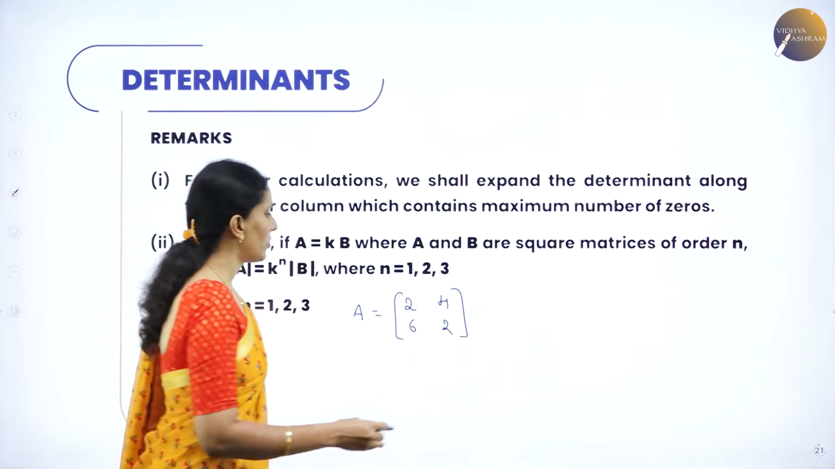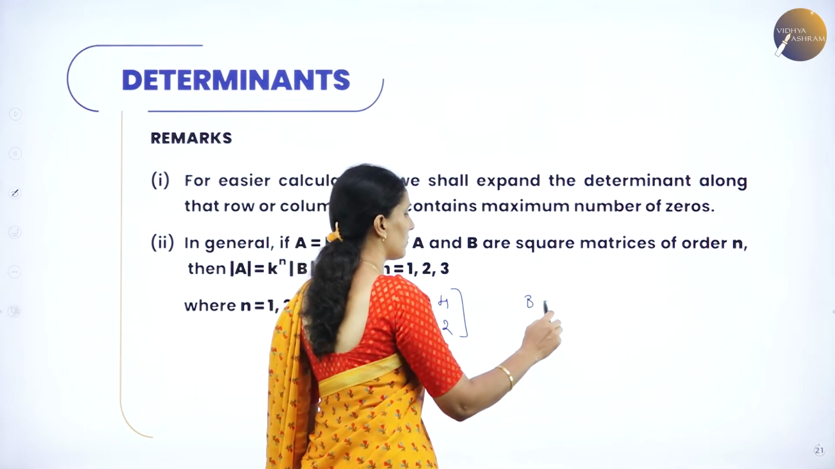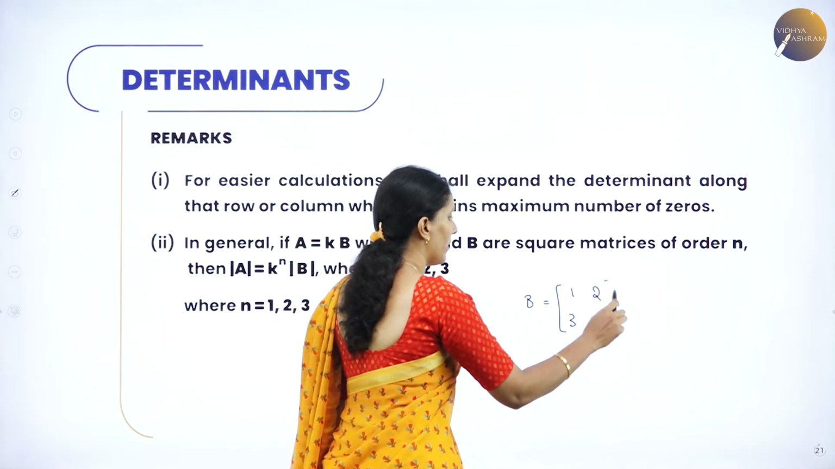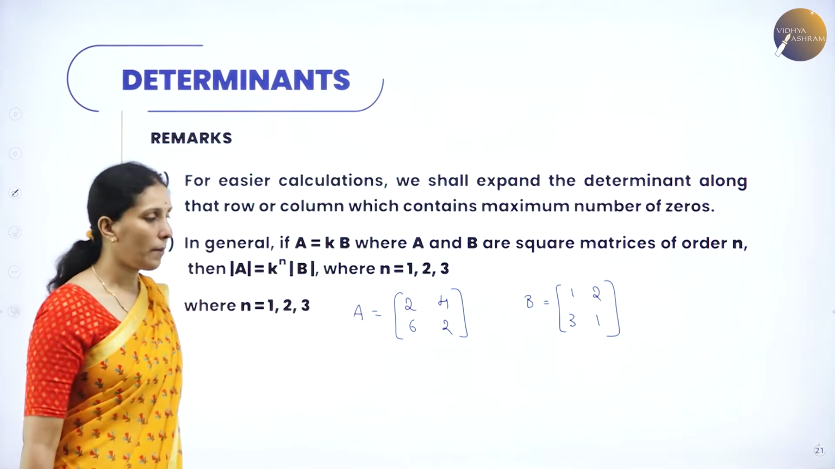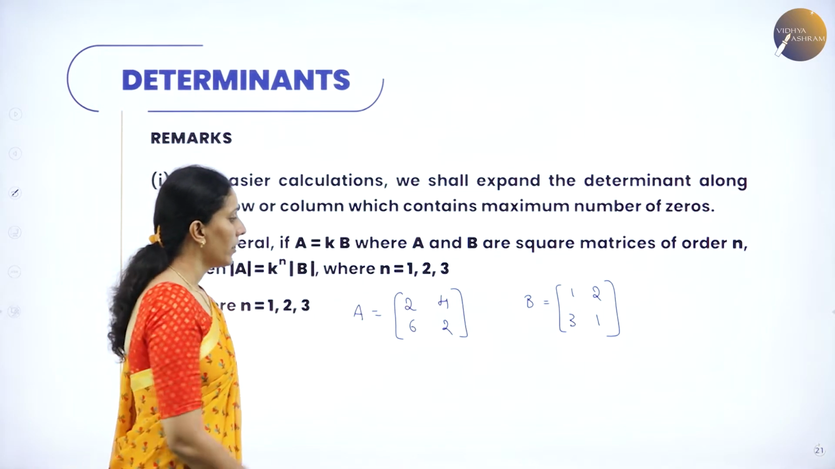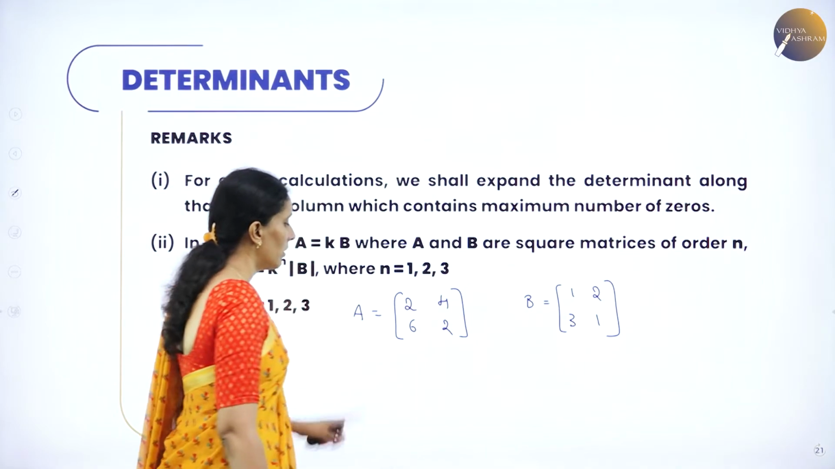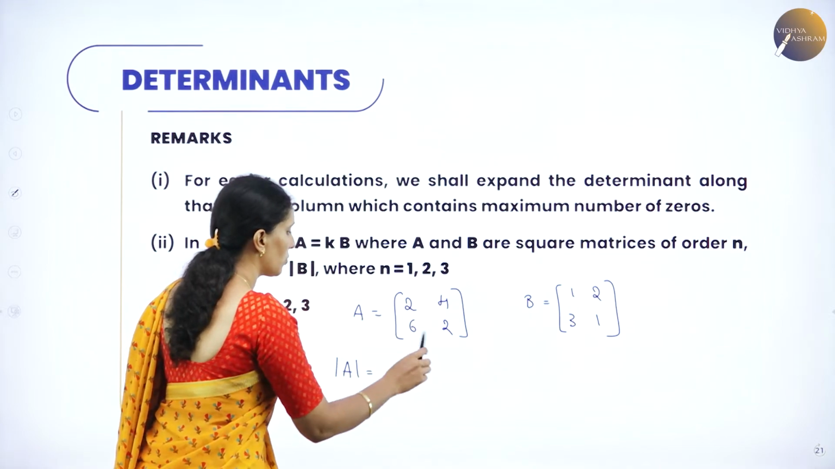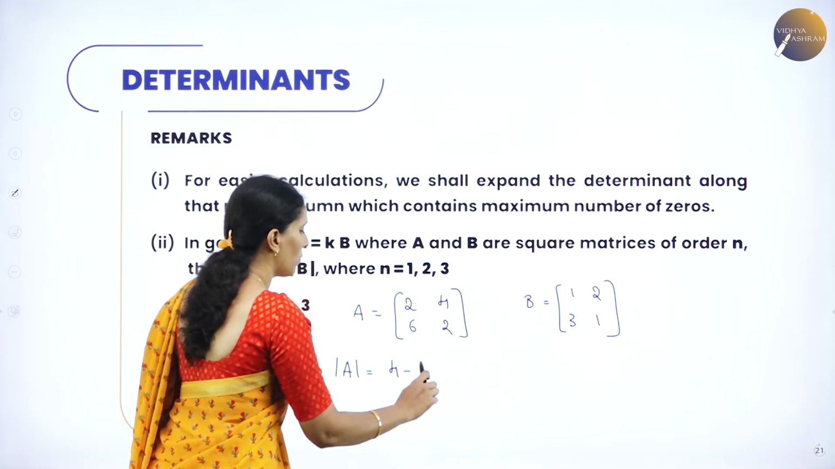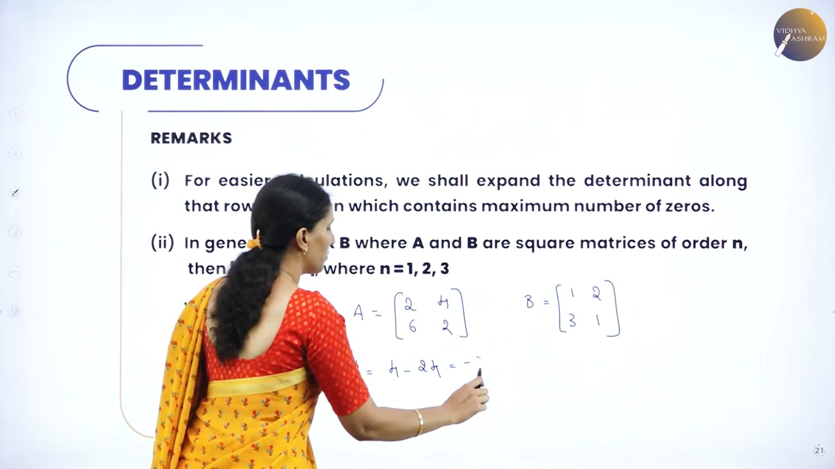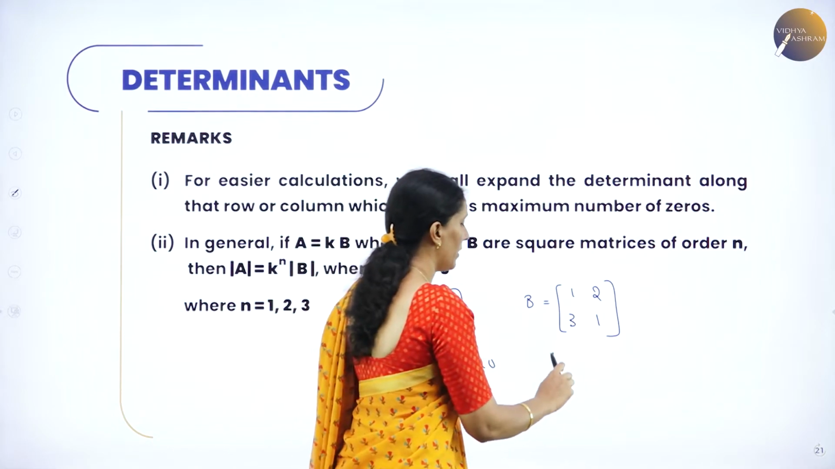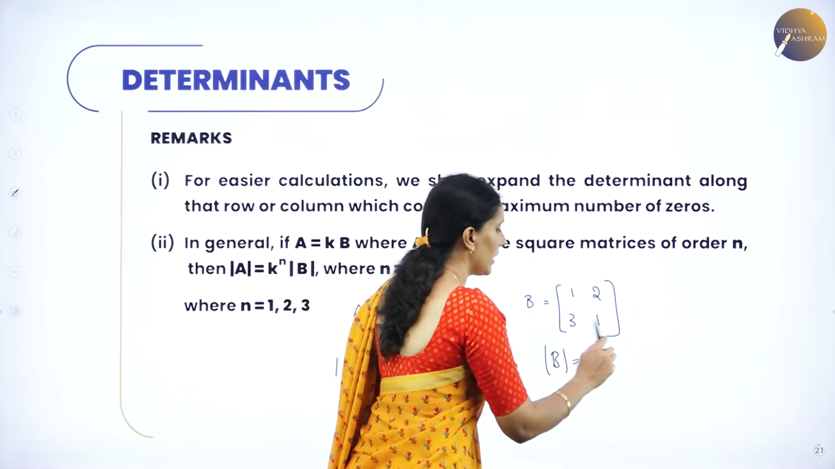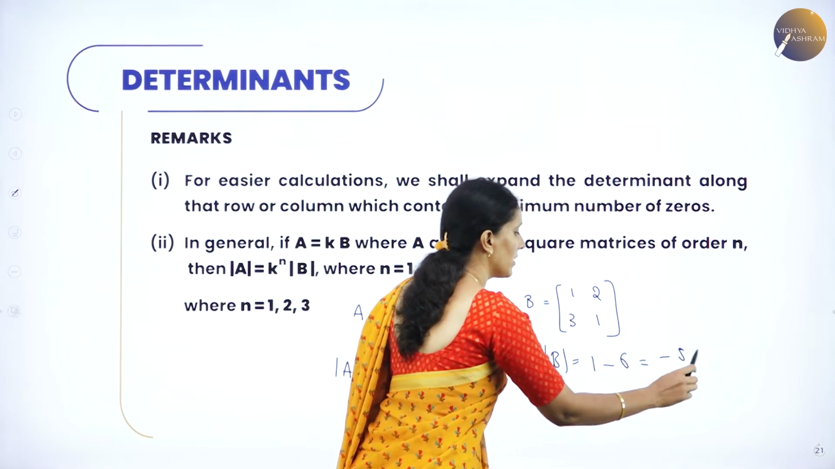Okay, and matrix B is 1, 2, 3, 1. So this is matrix B. Clearly, determinant A is 2 2s are 4, minus 6 4s are 24, which is equal to minus 20. And determinant B: 1 1s are 1, minus 3 2s are 6, which is equal to minus 5.